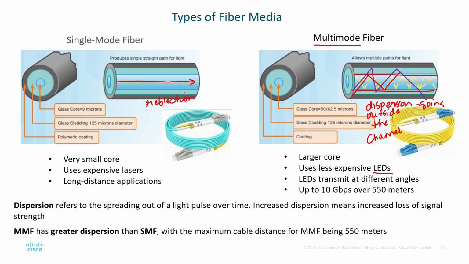I've also heard it referred to as refraction, reflection and refraction. Reflection is good, dispersion is not. So MMF has greater dispersion than SMF because, again, it is dealing with multiple LEDs. The maximum cable distance for MMF is 550 meters.